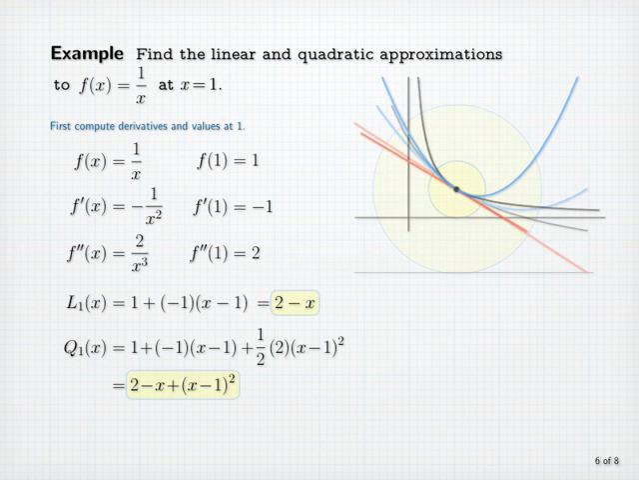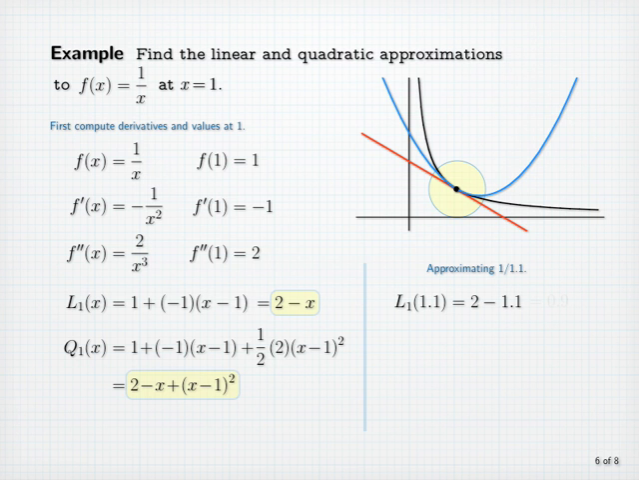To further illustrate this, let's use the linear and the quadratic approximations we've found to approximate the value of f at 1.1, or in other words, to approximate the number 1 over 1.1, or 10/11. The linear approximation evaluated at 1.1 is 2 minus 1.1, or 0.9. The quadratic approximation at 1.1 is 2 minus 1.1 plus 0.1 squared, or 0.91.